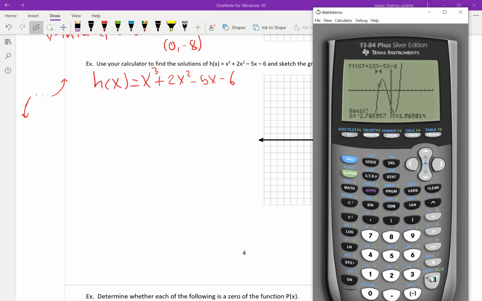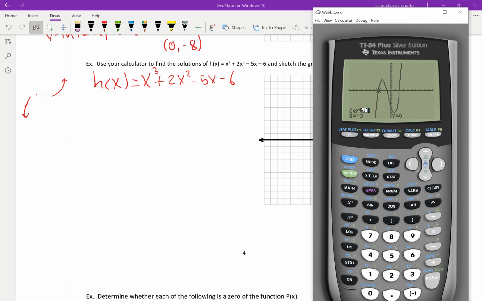I'm going to enter. So you see, I have bounded my x-intercept. Now the calculator is going to use the left bound and the right bound to find the x-intercept. Your calculator has a little built-in algorithm that is able to perform this. So let me hit enter.